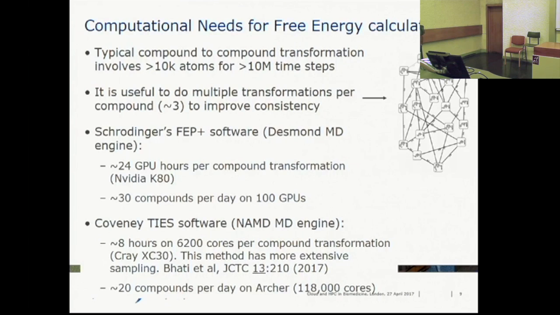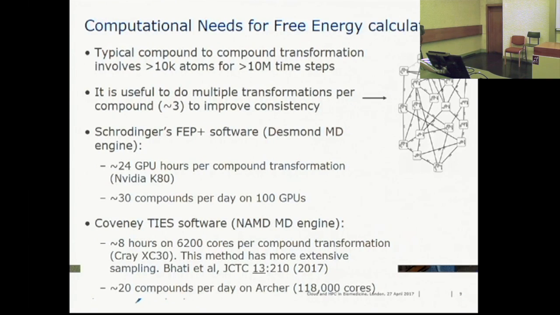If you look at the Thai software that was described in this recent paper here, which I think is the work that was done at Archer, it took about 8 hours on 6,200 cores per compound transformation. So what that means is you can do about, I guess it's not exactly right, but the order of magnitude is correct, I think, 20 compounds per day on all of Archer. So, just to give a bit of a comparison, 100 of the GPUs that we have give us 30. There's 20 on Archer that you can do in a day.